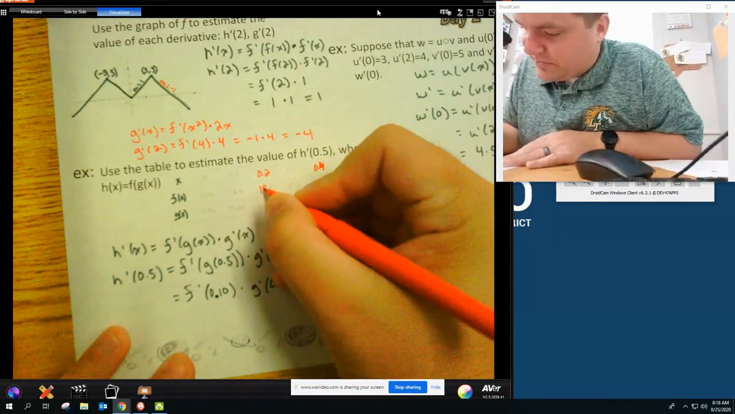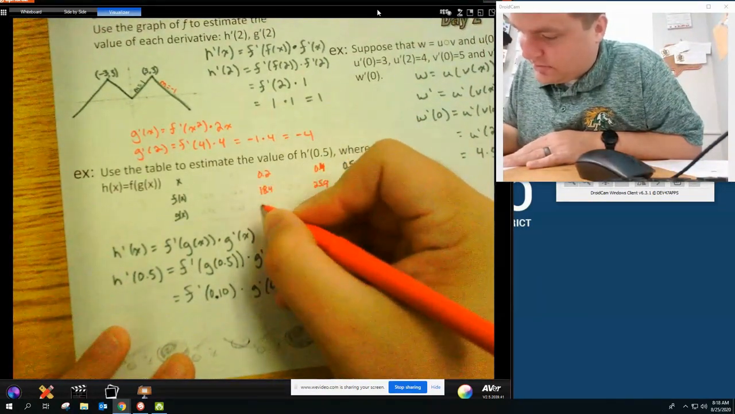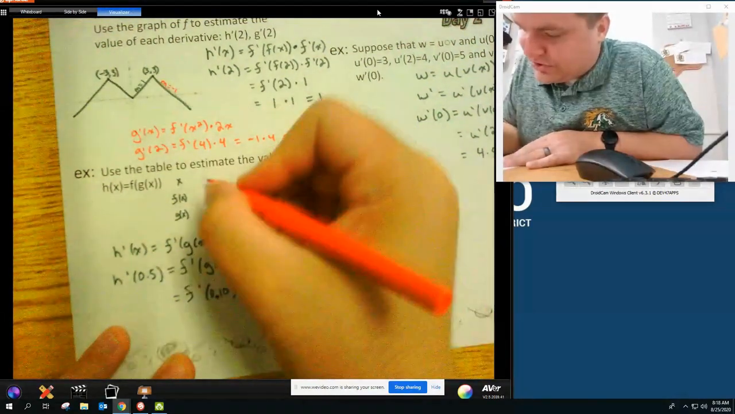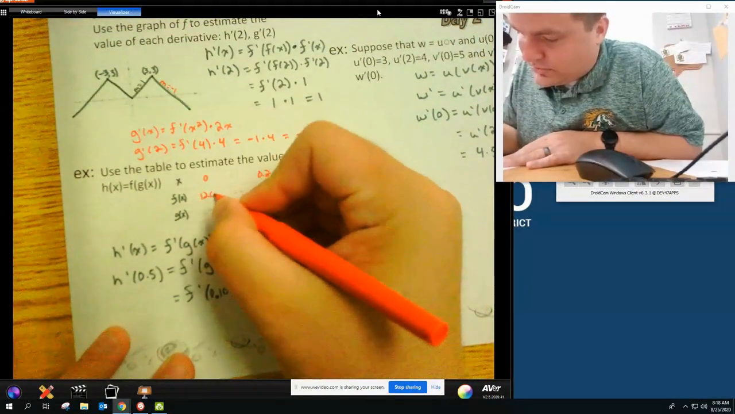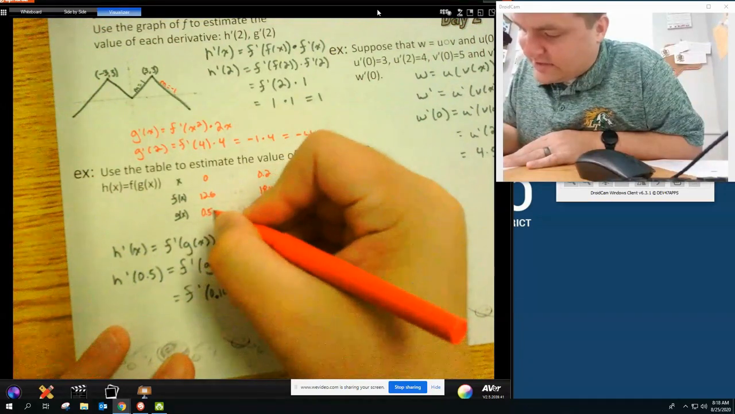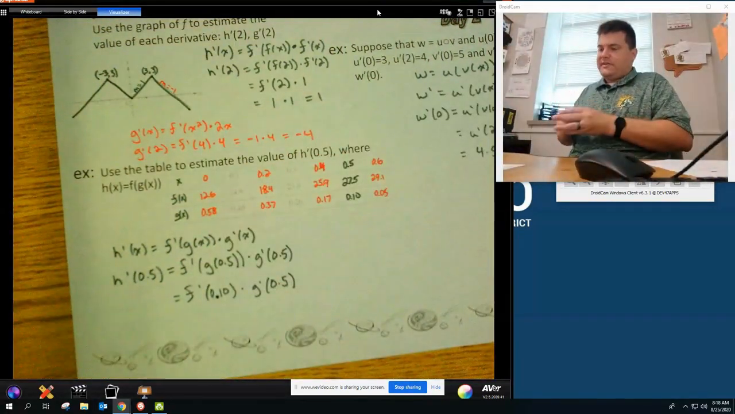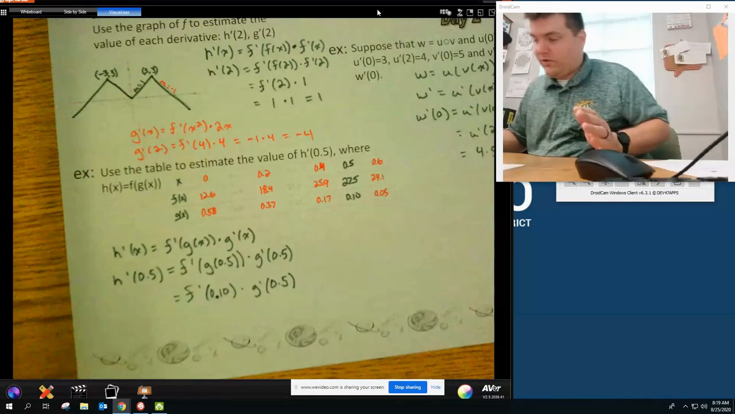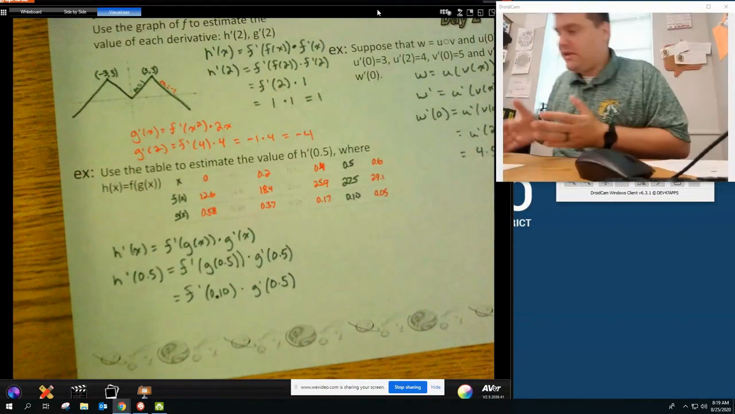So I have a 0.2. Sorry, most of this is just me tracing. Have your notes in front of you. This should not be an issue. So anytime you estimate a slope, you always find the secant of the 2 points immediately around it. You don't jump around. You find the ones that are immediately around it.